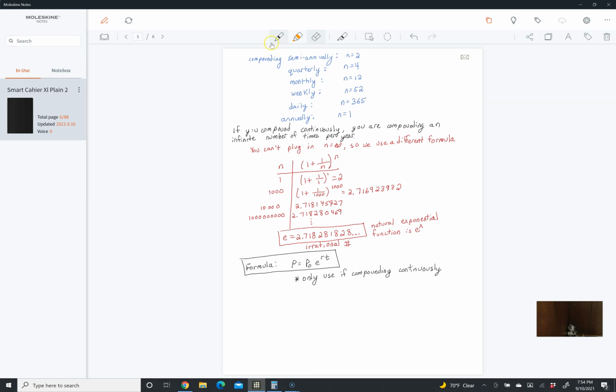Okay, and once again, let's just write what the different parts of the formula are. So your R, once again, is your APR as a decimal. Everything represents the same thing. Nothing changes. Your P sub 0 is your principal. And your T is your time in years.